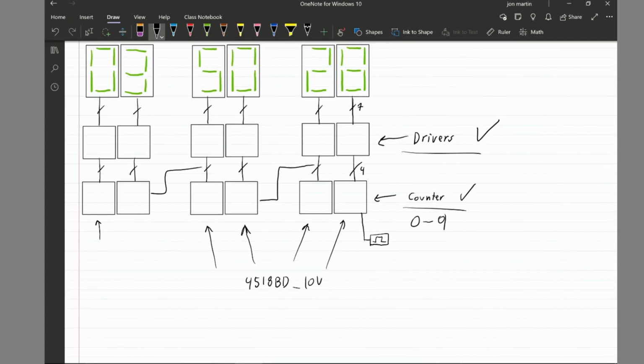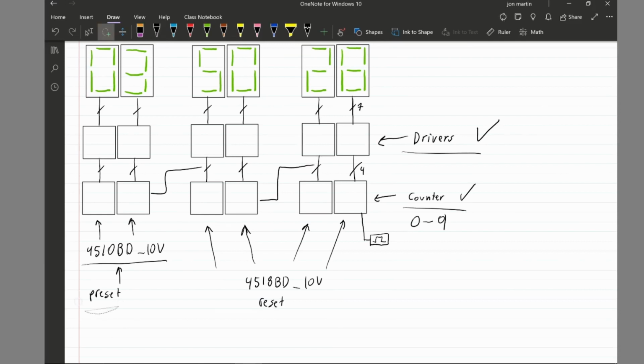These 2 counters, on the other hand, are going to be a different type of IC. The IC that we're going to be using for this one is going to be the 4510BD 10 volts. This IC is different because this one is presettable. We can preset it to a set value, and then this is simply reset.